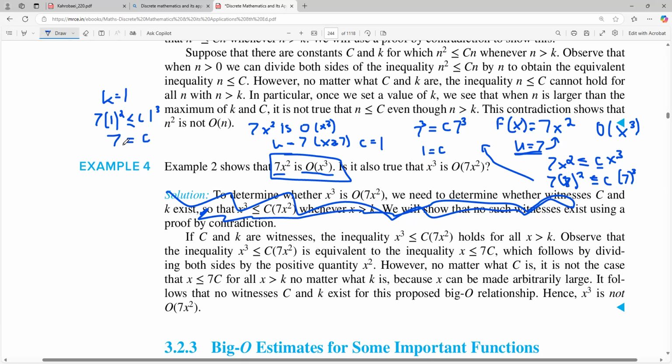So we see that if we have another case where k is 1, we would need to choose c equal to 7. Right? So it would be the same idea. 7x squared is big O of x cubed. But instead of starting from k equals 7, we start from k is equal to 1. And then if that's the case, our c would not be 1, our c would be 7.